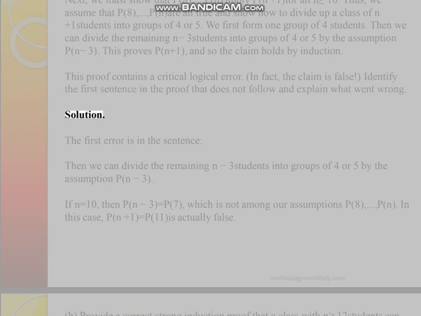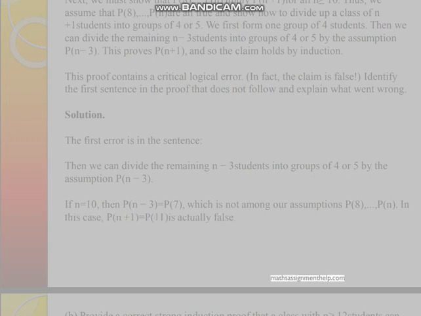Solution. The first error is in the sentence: Then we can divide the remaining n minus 3 students into groups of 4 or 5 by the assumption P(n-3). If n equals 10, then P(n-3) is P(7), which is not among our assumptions P(8) through P(n). In this case, P(n+1), that is P(11), is actually false.